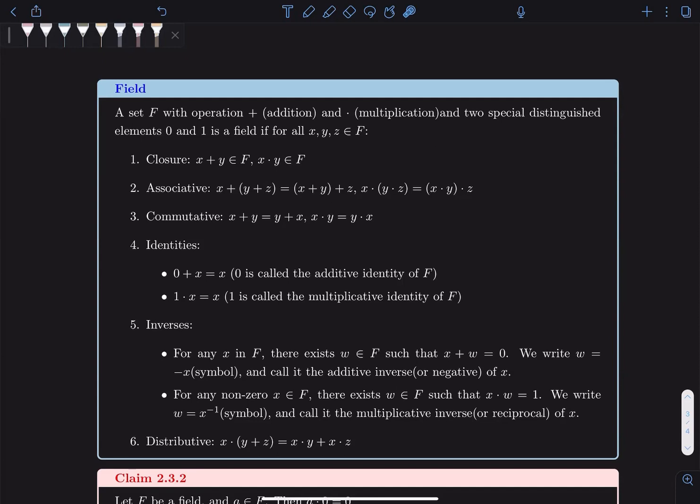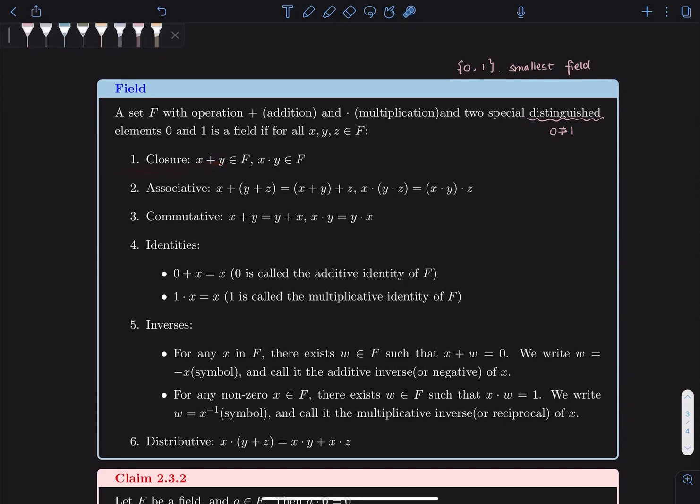Anyway, next is you have to specially distinguish the elements 0 and 1. Distinguished means that 0 cannot be 1, okay? They have to be different, which means a field will have at least 2 elements, 0 and 1. So the smallest field you can have is a field with 2 elements, 0 and 1. This is the smallest field. Remember, distinguished means 0 cannot be 1. Okay? That's the first axiom, and then we have closure.